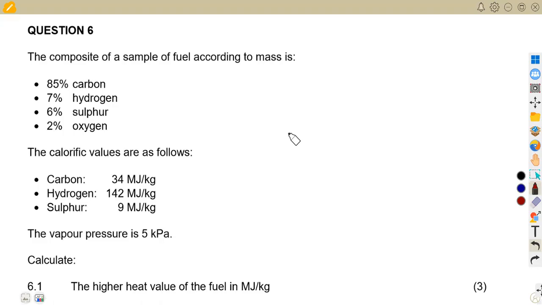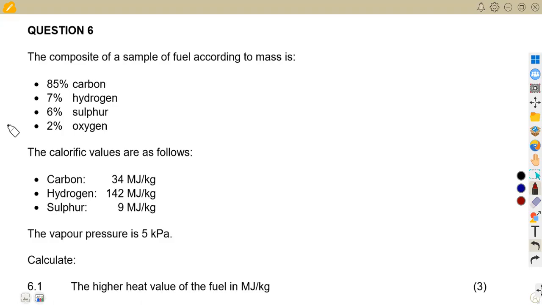Still on our power machines N5 revisions, working on the heat value together with the combustion of fuels by mass or by volume, but specifically focusing on the heat values in this case, or the calorific values of given fuels.